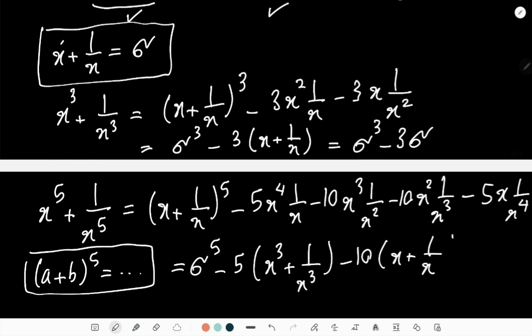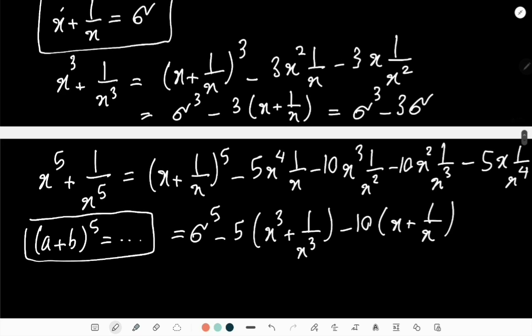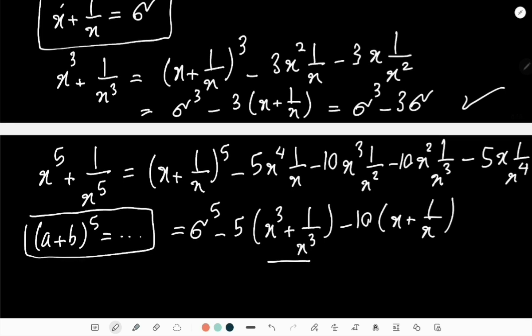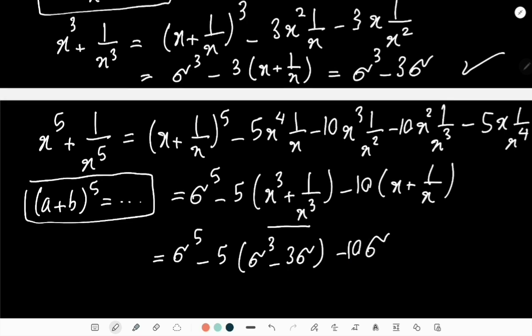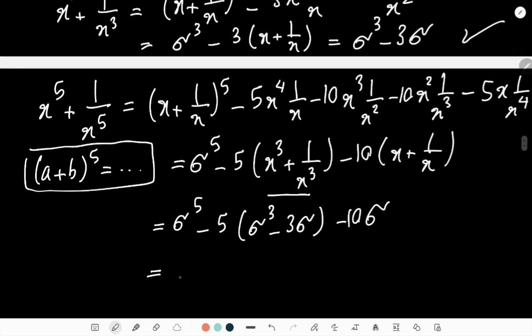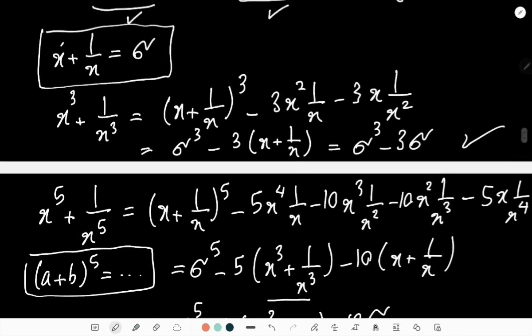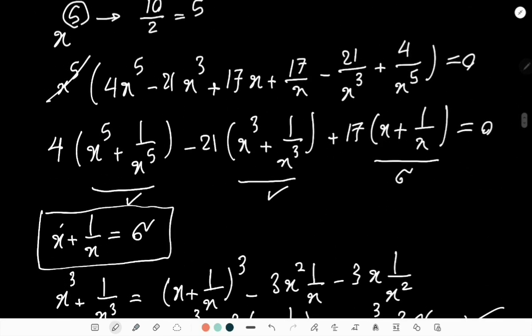So we already found an equivalent for this guy here, which was here. So I'm just going to use that. So this is sigma to the 5 minus 5 times sigma cubed minus 3 sigma. Here I have minus 10 sigma. So if I just simplify this expression, I get sigma to the 5 minus 5 sigma cubed plus 15 minus 10, which is 5 sigma. So now I go back to the equation which I had, and that was this equation here.